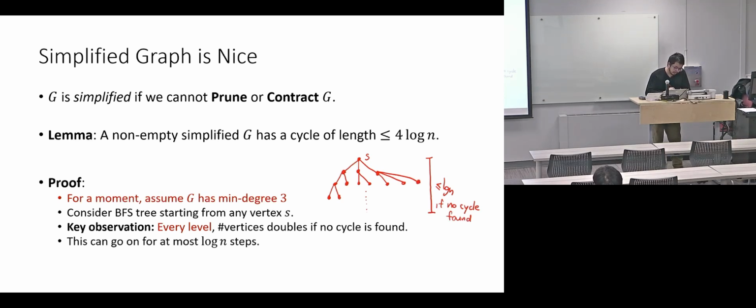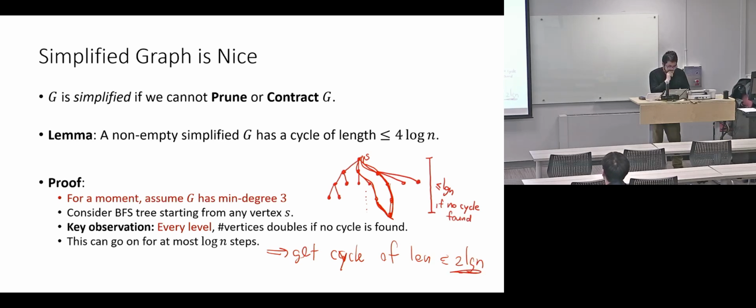Good. So it means that within log n levels, you might get something like this. This is log n, and this is log n. So you'll get a cycle of length at most 2 log n here. Now let's try to prove this not for the graph of min degree 3, but for the simplified graph.